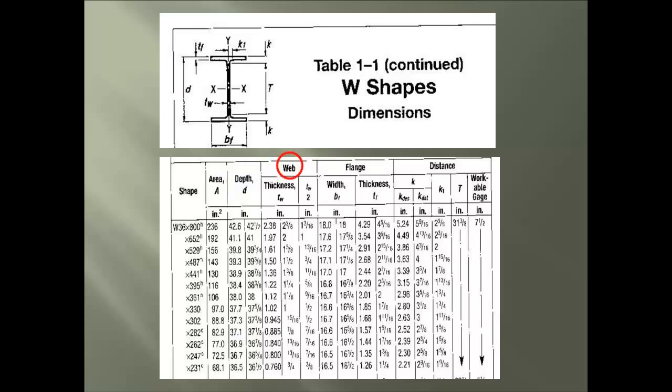Now we look at this column, which covers the web, and here is the symbol. Plus, here is the column that reveals the web thickness. We move to the flange column, and we have two different symbols that reveal both the width of the member and the thickness.